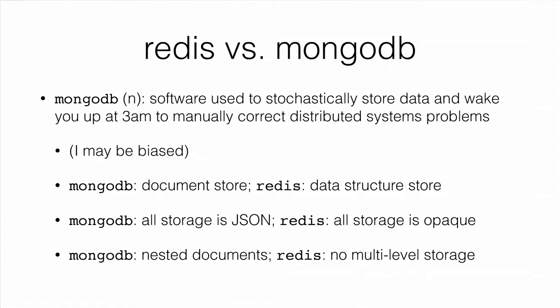So, comparison to other data things. I'm going to dog on Mongo for a bit because we all kind of have to deal with it. So Mongo just kind of randomly stores your data, maybe, and it wakes you up in the morning when it fails. That may just be some of my opinions.